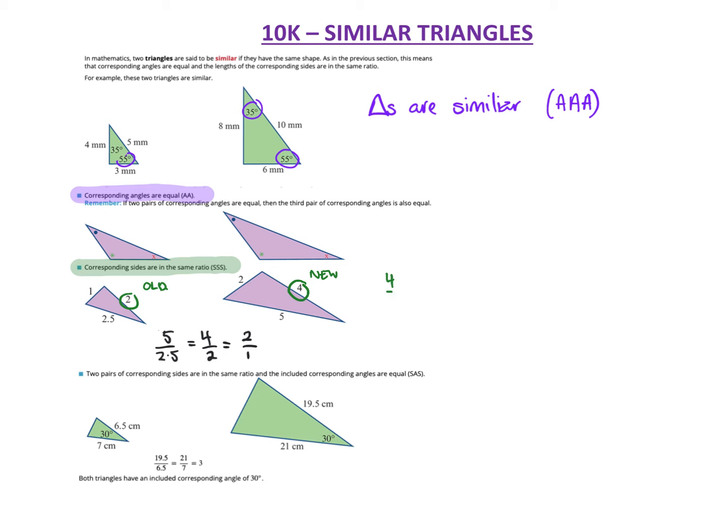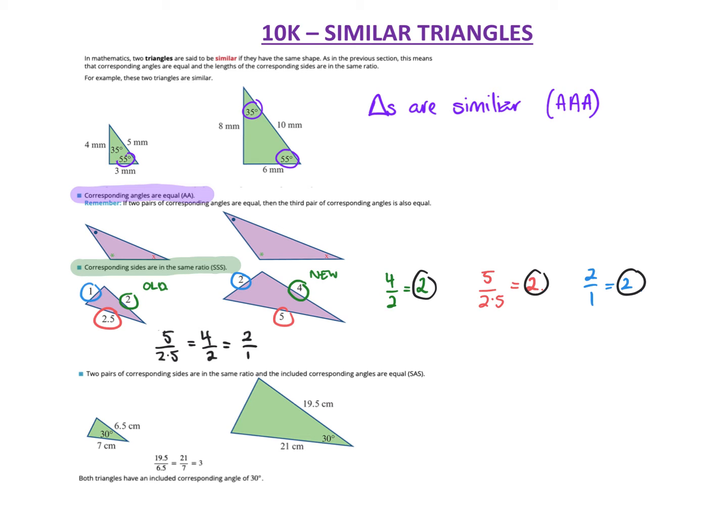If I say 4/2, that simplifies to 2, doesn't it? Now if I check the other side, I'm going to use the bottom side. So if I say 5/2.5, does that equal 2? It does, doesn't it? So that's gone up by the same amount. And if I test this last one, we've got the 2 and the 1. So 2/1 equals 2. So you can see they're in corresponding ratio, meaning they've all been enlarged by the same amount, the same scale factor, which is 2.